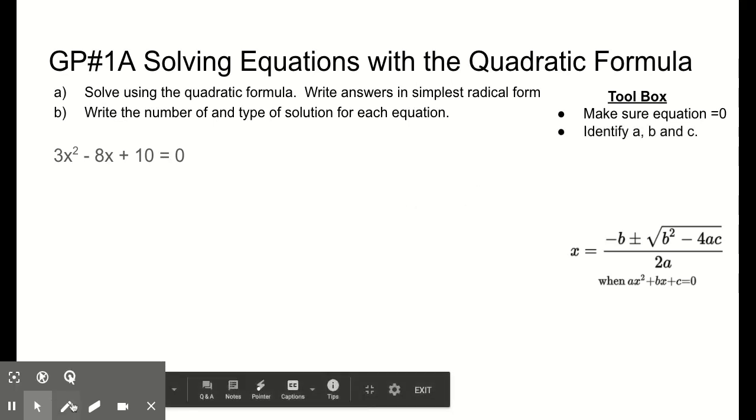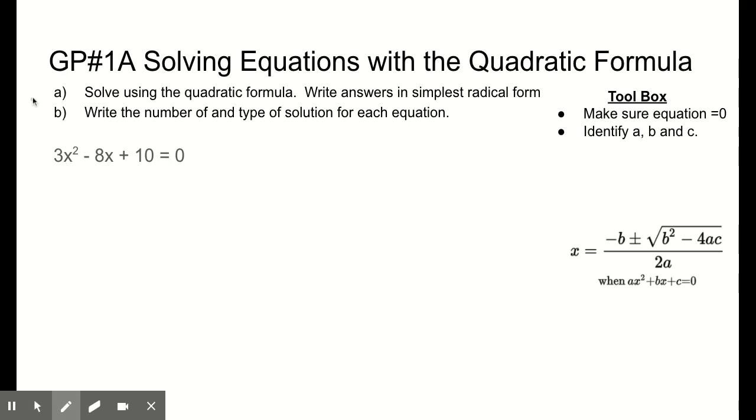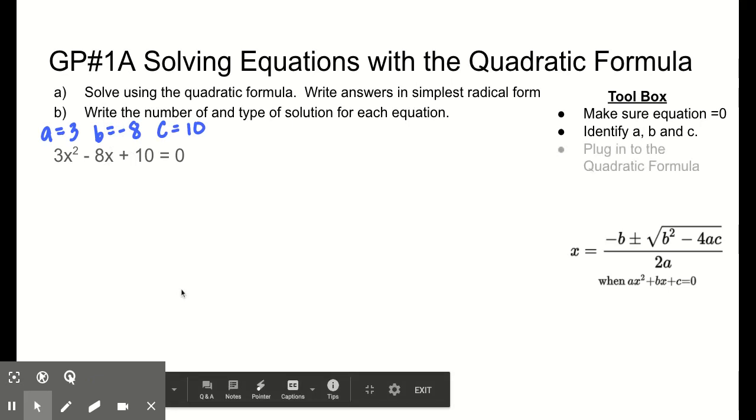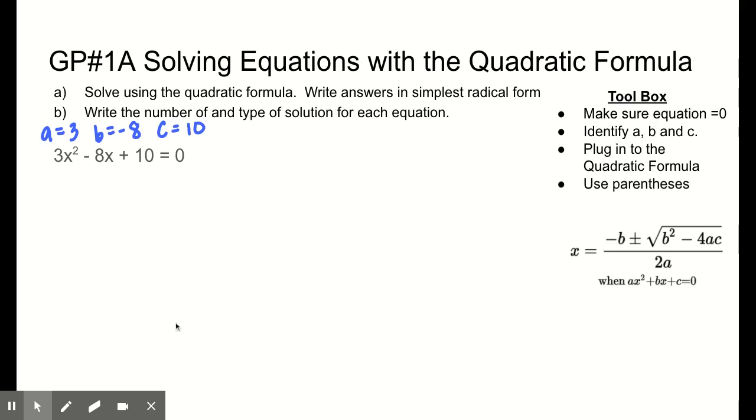From there, we want to go ahead and identify the a, b, and c values. So from this equation, we're going to identify a is equal to 3. This is in standard form. b is equal to -8. And c is equal to +10. Make sure that you are listing those negatives, and when you substitute into the quadratic formula, make sure that you are using parentheses.